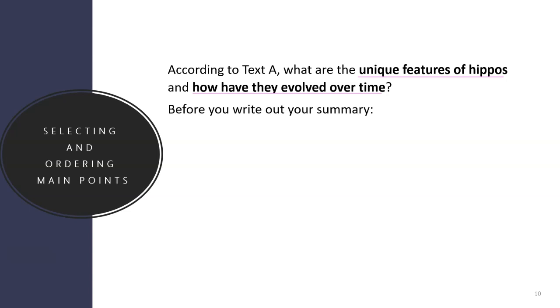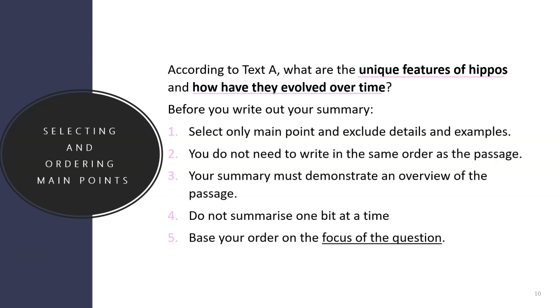Now let's look at what you need to do before you write out your summary. You need to select and order your main points. So one, make sure you select only the main points and exclude details or examples. You do not need to write in the same order as the passage. Your summary must demonstrate an overview of the passage.